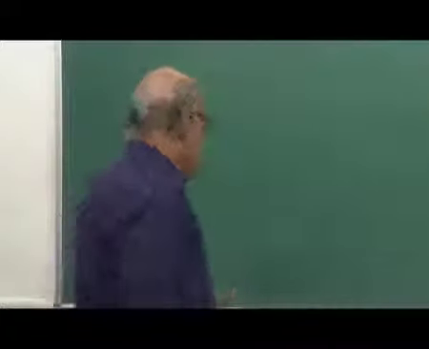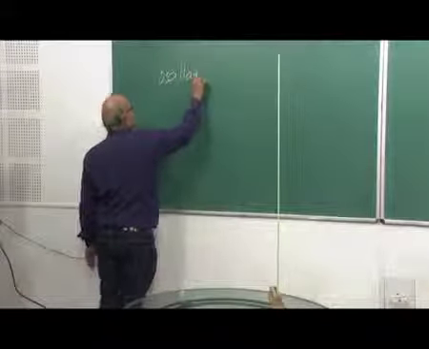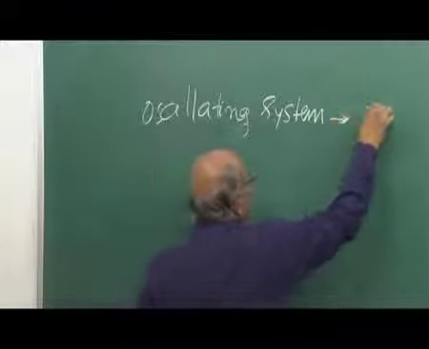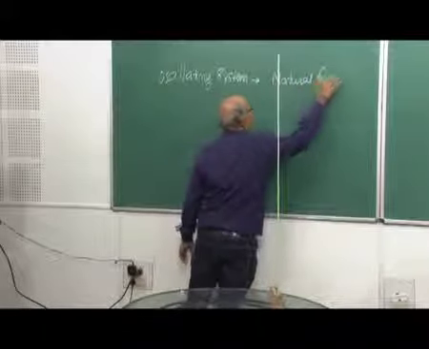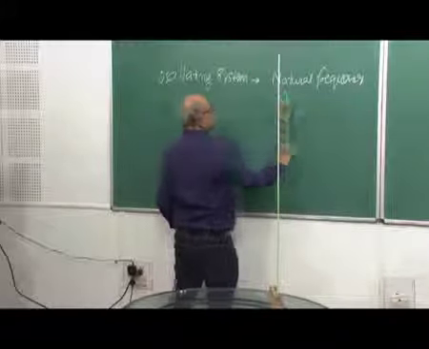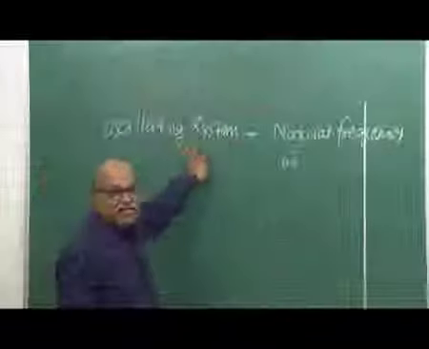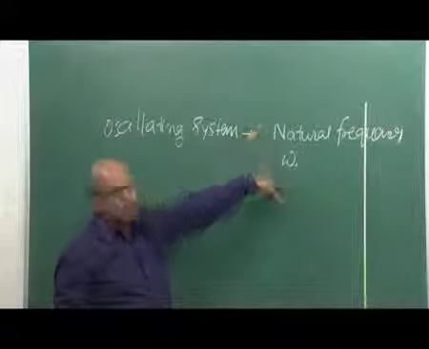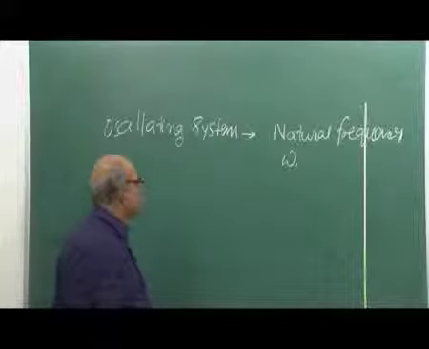Okay? So you have an oscillating system, and this has its own natural frequency, which you call omega naught, and this natural frequency comes through the restoring force mechanism that allows this system to oscillate. So that decides this. You can have more than one natural frequency also, but sometimes you have only one natural frequency.